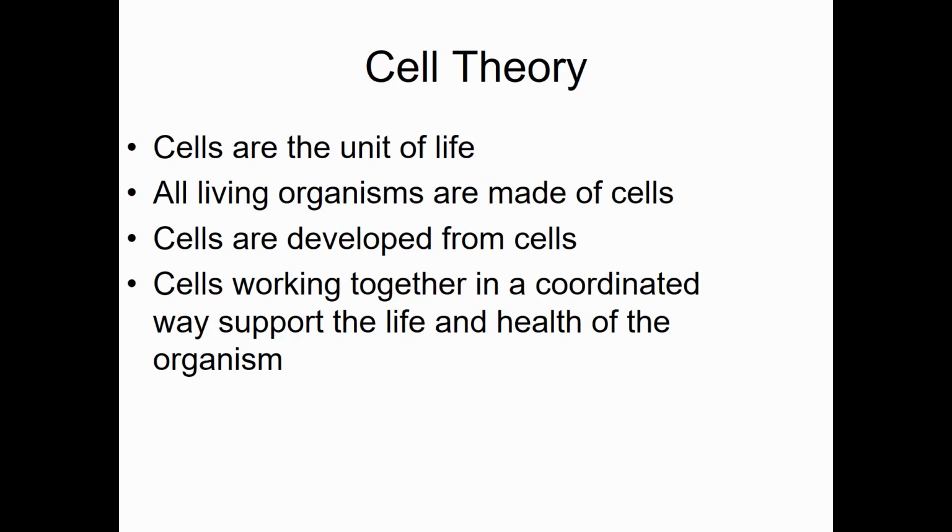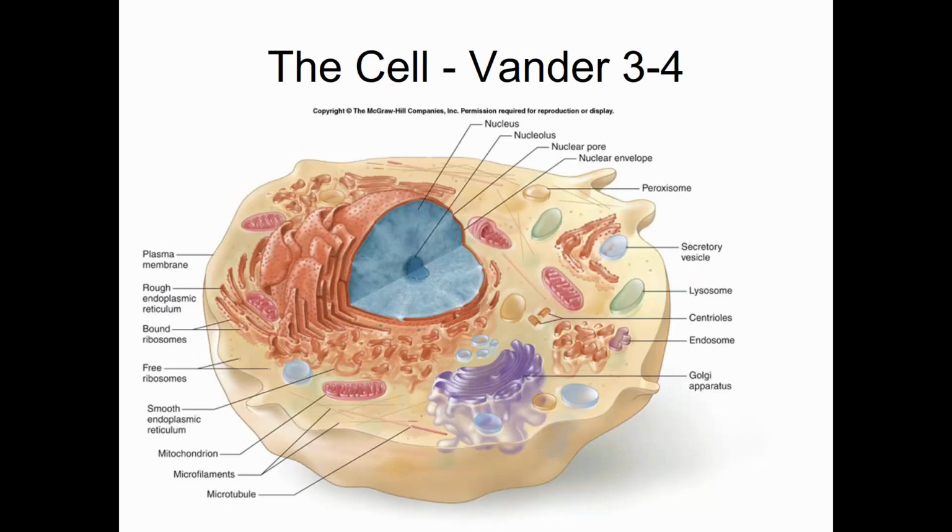So physiologists talk about cells because cells are the center of everything we do. We've had a section on homeostasis, that homeostasis is the process of keeping the environment that the cell lives in stable. Cells are the unit of life. Living organisms are made out of cells. New cells come from old cells. And in order for an organism to have health, the cells have to be functioning and functioning in a coordinated way. So here's a picture of a cell from your textbook.